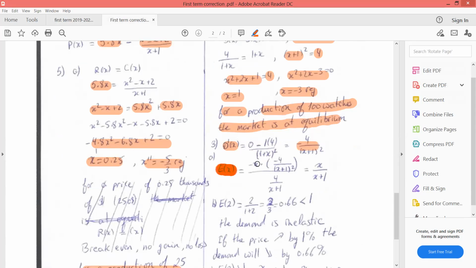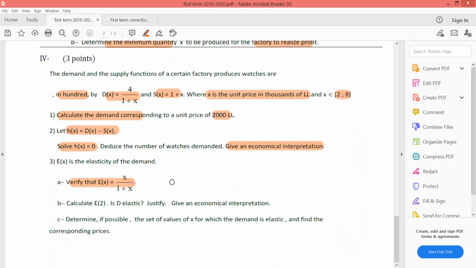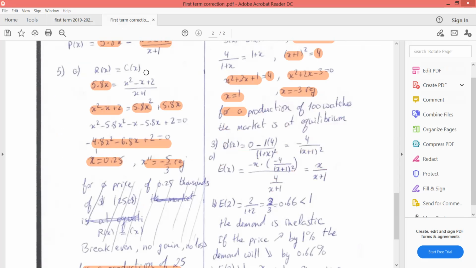The elasticity is equal to minus x times the derivative of the demand, minus 4 over x plus 1 squared, over the demand. The 4 cancels with the 4, and x plus 1 squared over x plus 1 leaves x plus 1. We get x over x plus 1. The elasticity equals x over x plus 1. Calculate E of 2. We put 2 in place of x. E of 2 is 0.666, which is less than 1.